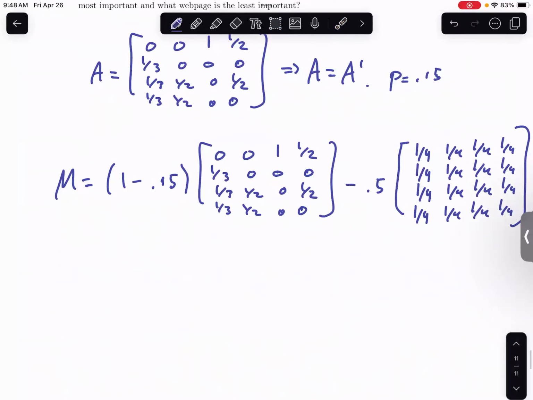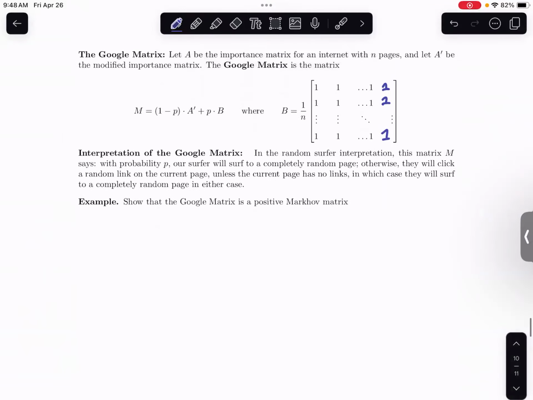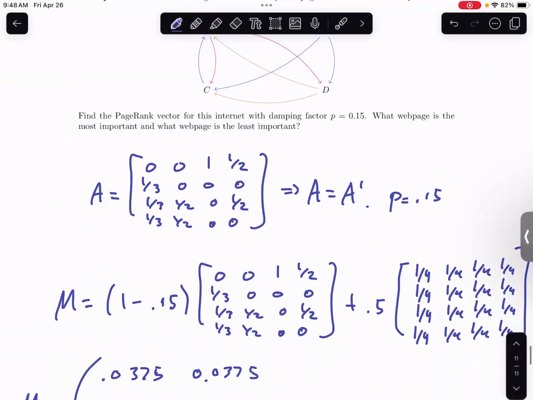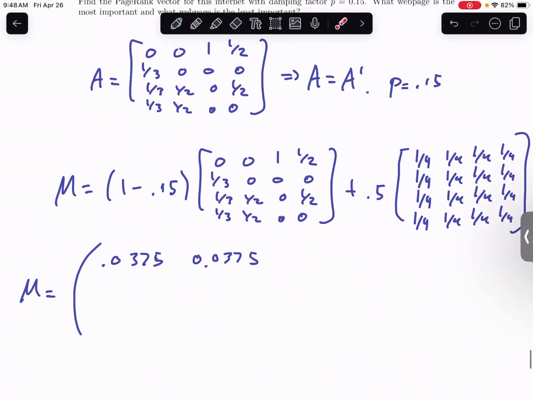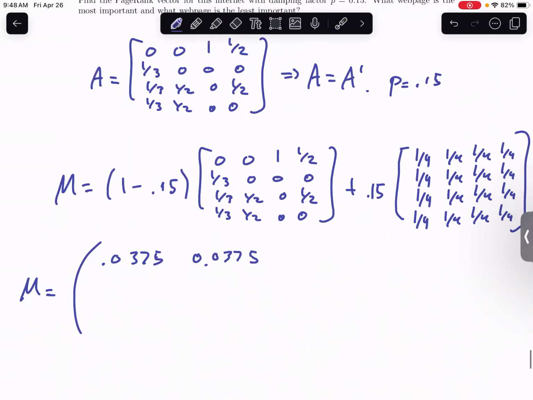Okay, and so in terms of decimals, what does this matrix end up looking like? We end up having that M is equal to the following. Minus 0.5 Google matrix. Oh, it should be plus. Yeah, it should be plus. And then this P is 0.15. Oh, yeah, that's right. So I'm rushing a little bit.